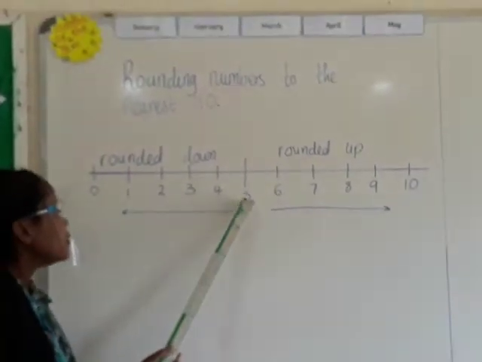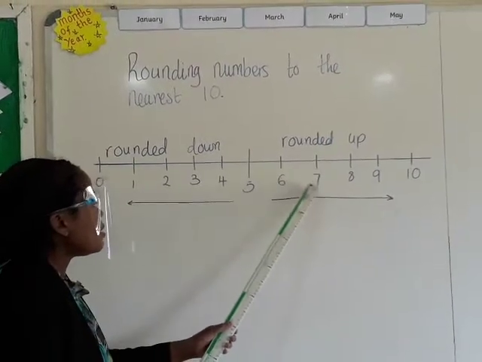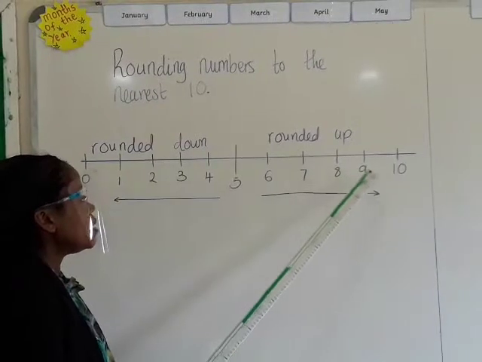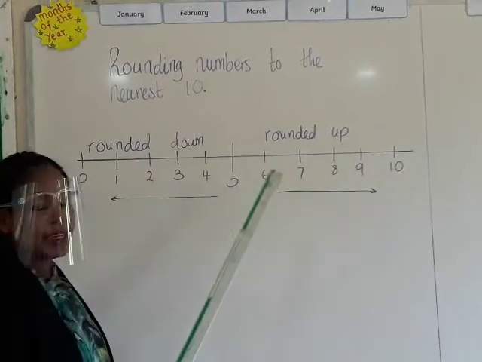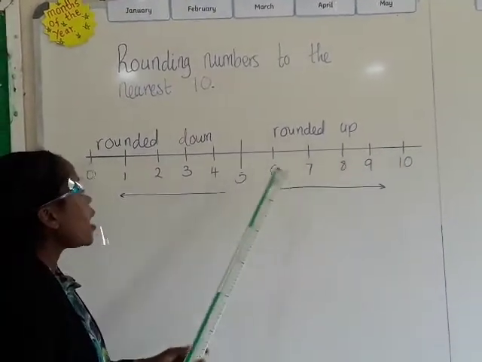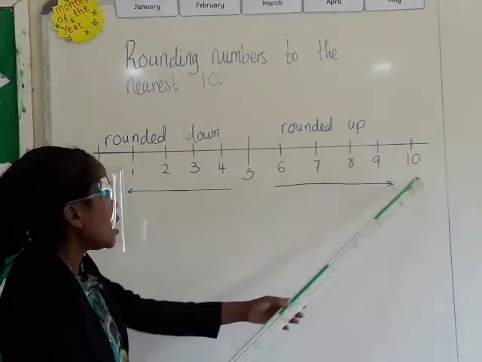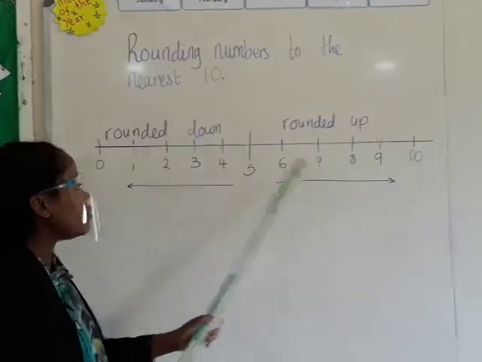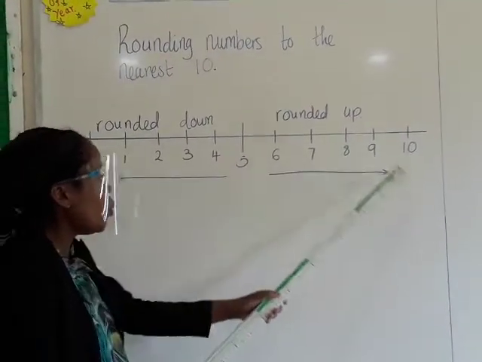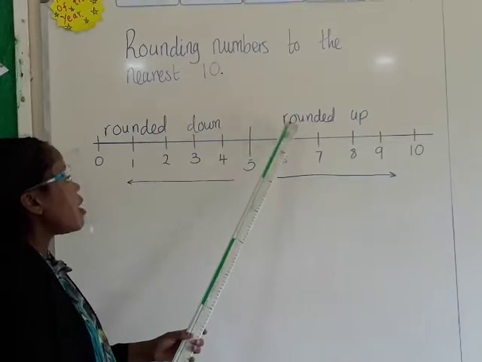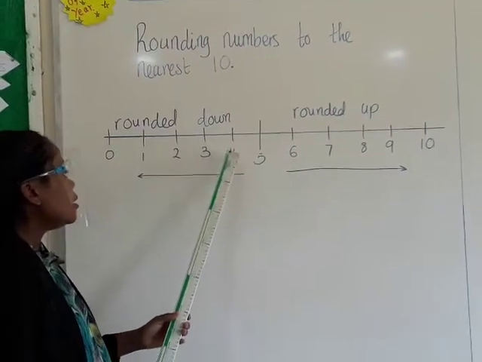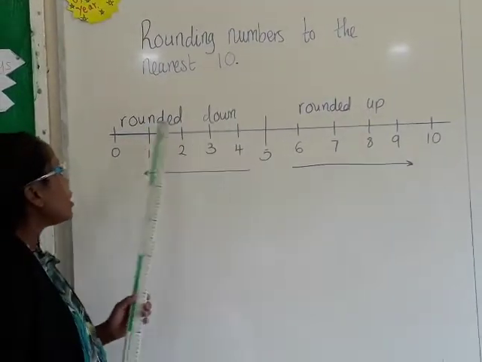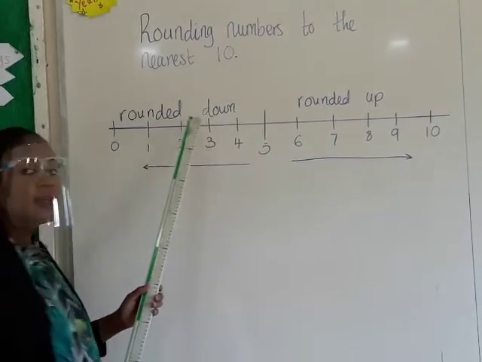While here, from 5, 6, 7, 8, 9, all these numbers are nearest to 10, or they are rounded up to 10. As you can see, we are moving forward. We are counting on 5, 6, 7, 8. That's why we are calling them rounded up. While here, 4, 3, 2, 1, we are counting back. That's why we are calling them rounded down.